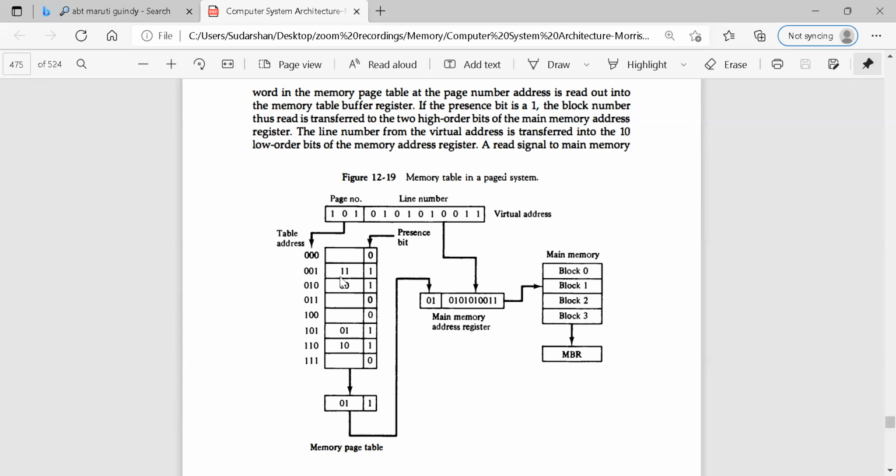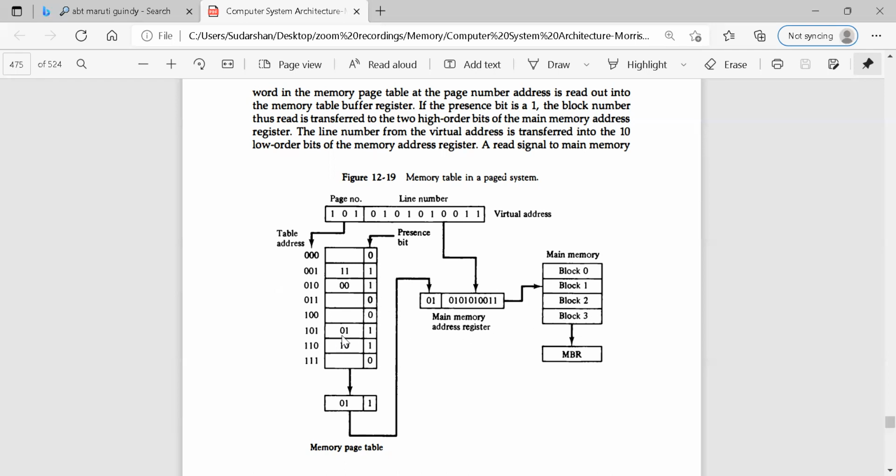Therefore, remember, my page number 1 is available in block number 3. My page number 2 is available in block number 0. So page number 3 and page number 4 are not available on primary storage. Why? Because the presence bit is 0, indicating that they are not available on primary storage.